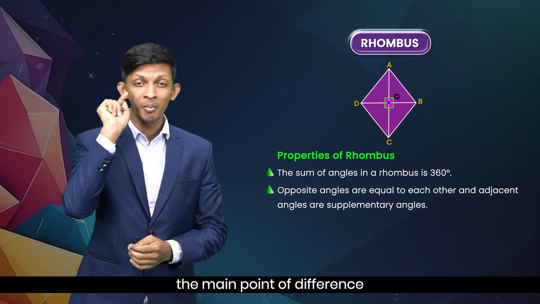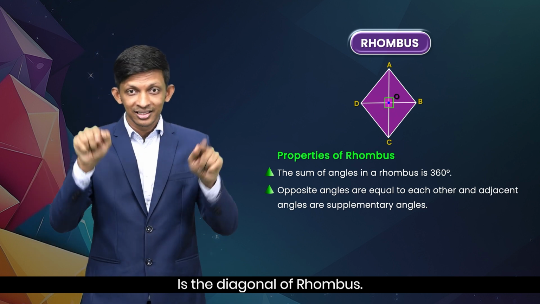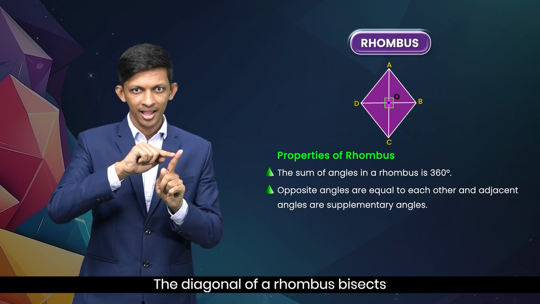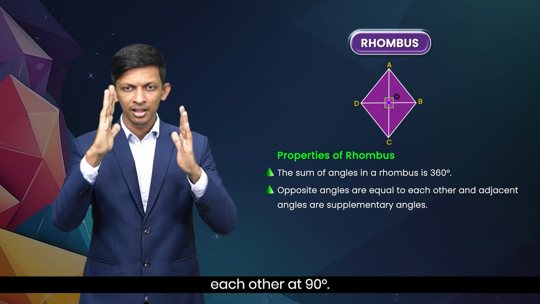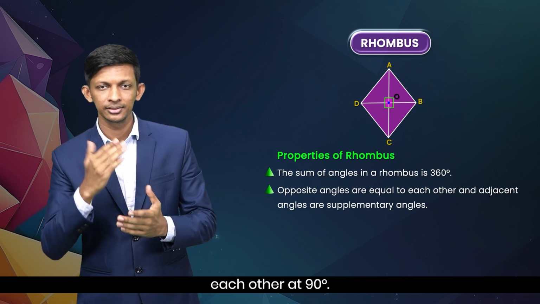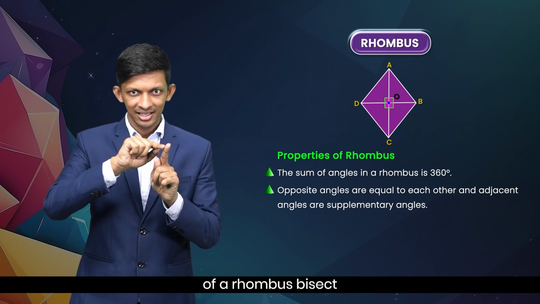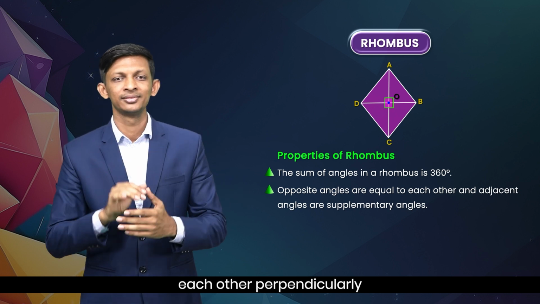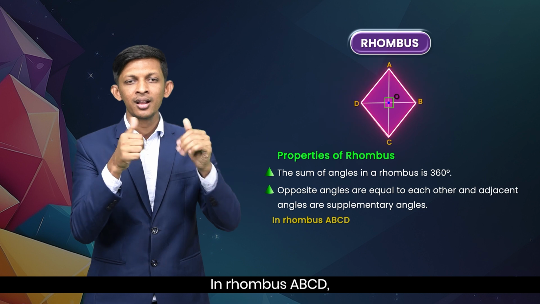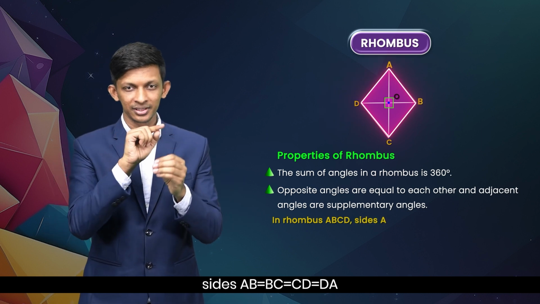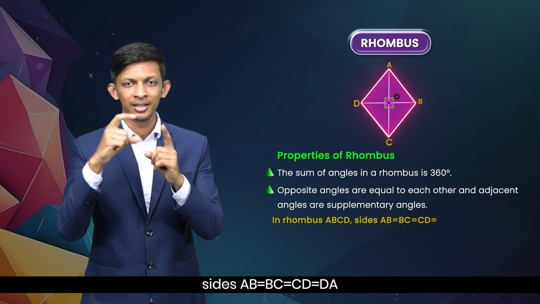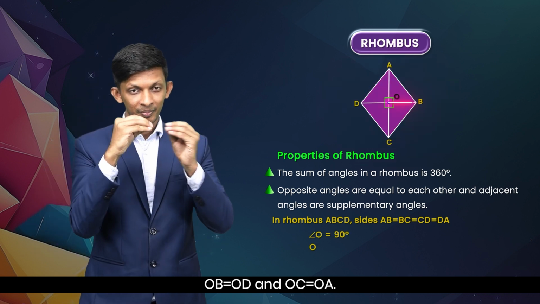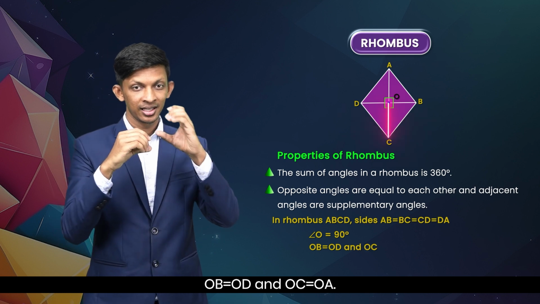The main point of difference is the diagonal of a rhombus. The diagonals of a rhombus bisect each other at 90 degrees. This means that the diagonals of a rhombus bisect each other perpendicularly. In rhombus ABCD, sides AB is equal to BC is equal to CD is equal to DA. Angle O is equal to 90 degrees. OB is equal to OD and OC is equal to OA.